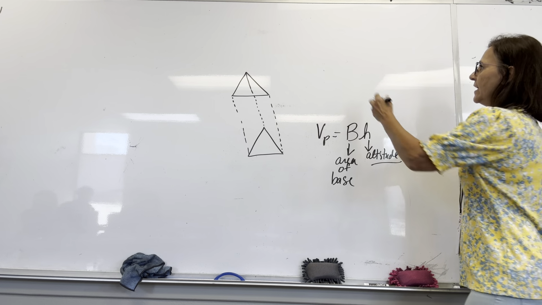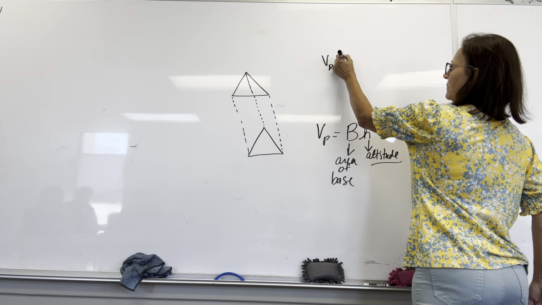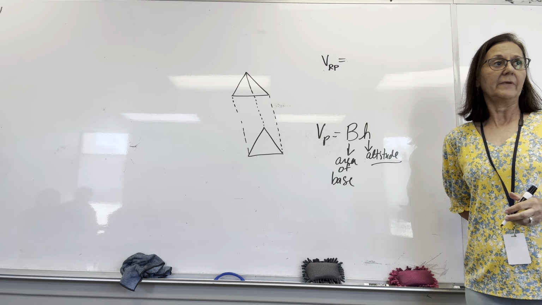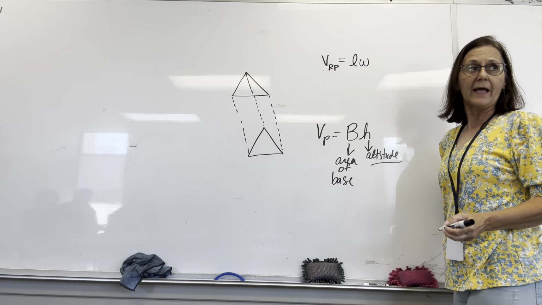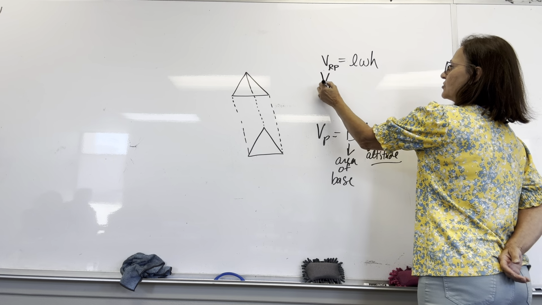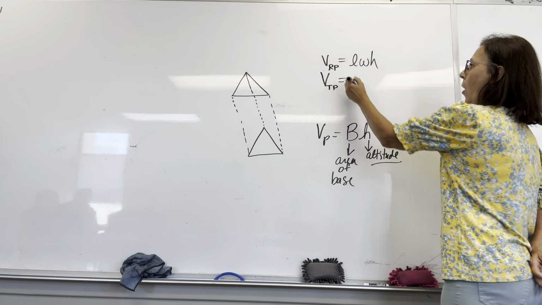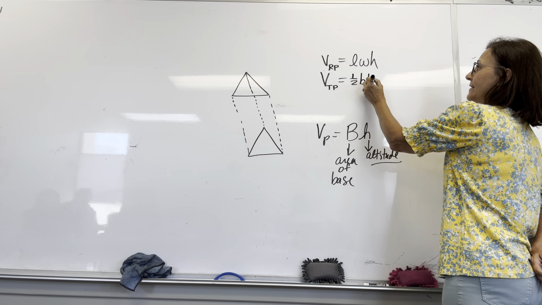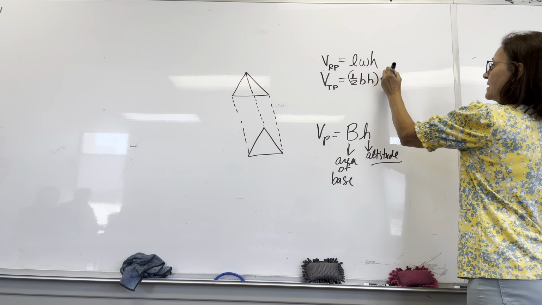If it's the volume of a rectangular prism, what is that going to be? What is the base going to be? It's just length times width, that's going to be the base, times height. All right, what about the volume of a triangular prism? What is it going to be? Half little b times height, that's the area of the base, right? Times the height of the prism.